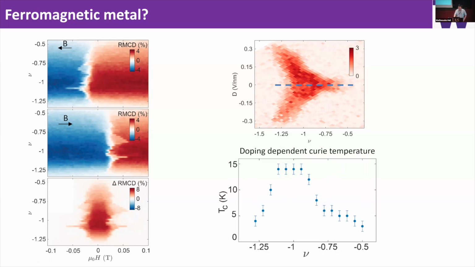We can also measure the Curie temperature as a function of filling factor. You can clearly see that the Curie temperature is highly dependent on the filling factor. Near optimum filling factor 1, we get a Curie temperature around 14 Kelvin. When you tune the filling factor away from 1, you see the Curie temperature really drops, and eventually magnetism vanishes.